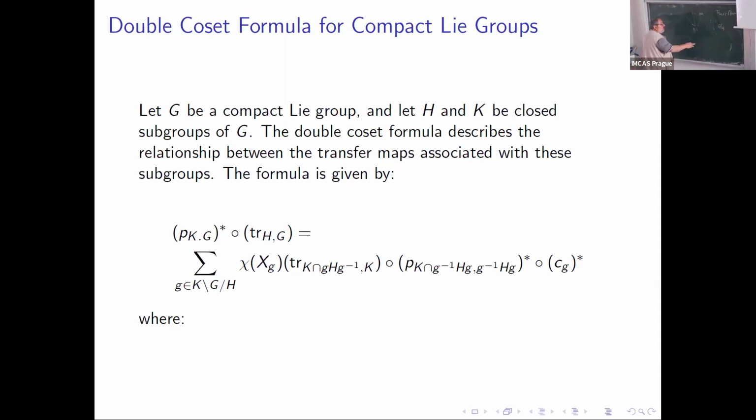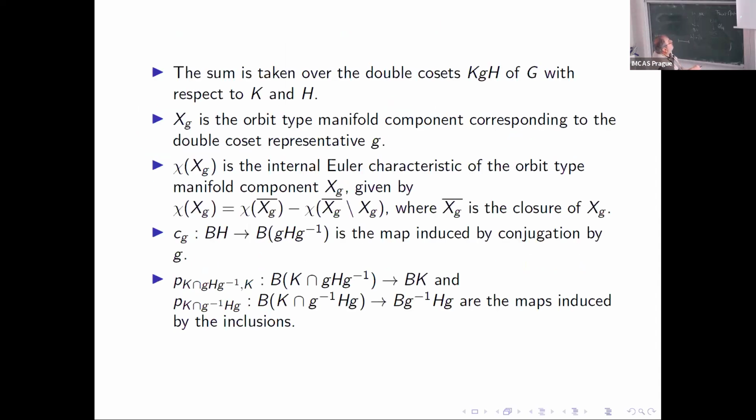What is the Euler characteristic of this sum? The sum is over our double coset space. We have H, G, H, K. It's a double coset space. This is not a manifold, but a union of manifolds. In many cases, we will have just a segment, endpoints and an interval, okay? The Euler characteristic is not the usual Euler characteristic, but rather the internal Euler characteristic.